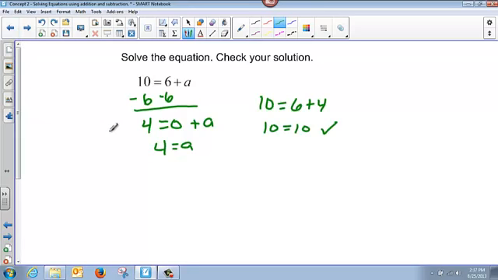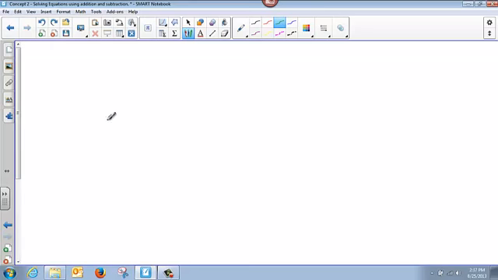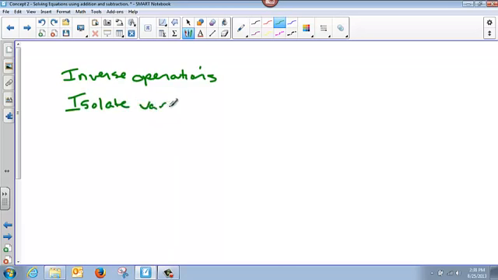And that's it. So the idea here is, let's just summarize real quick what we're going to do. We're going to use inverse operations to isolate variables on one side of the equation, and this is going to give us a solution. And don't forget, the definition of a solution to an equation is any number that can be substituted for a variable to make that equation true. Okay?